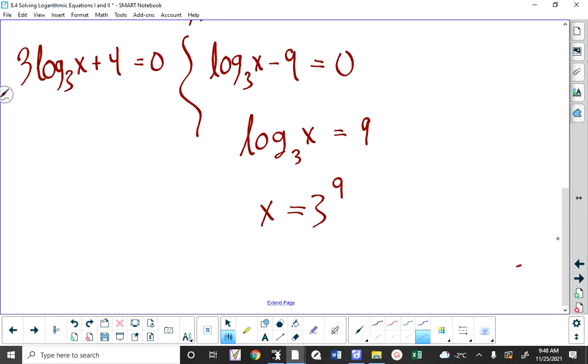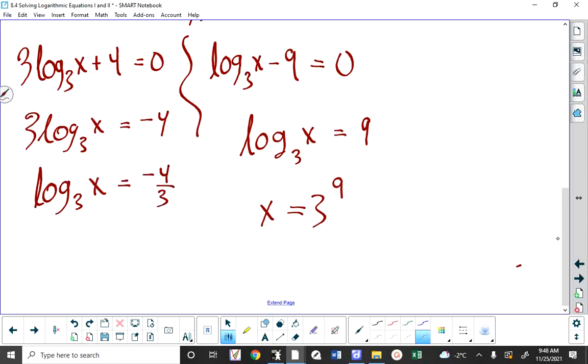The other one requires a little bit more legwork to get the logarithm by itself. You have to subtract 4 first, then divide by the coefficient of 3. So you're going to get x equals 3 to the negative 4/3, or 1 over 3 to the 4/3.